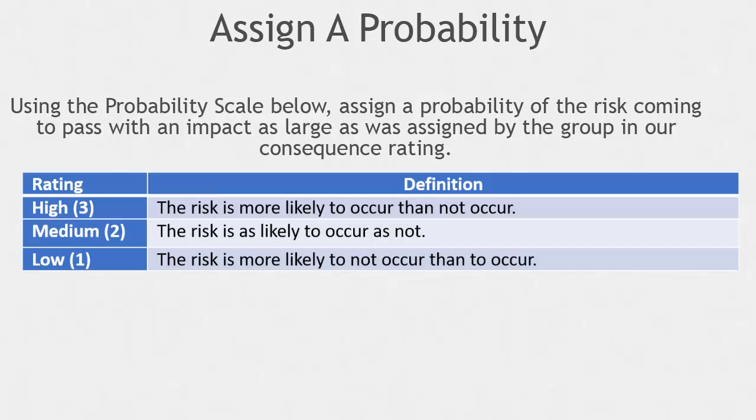Using the probability scale below, assign a probability of the risk coming to pass with an impact as large as was assigned by the group in our consequence rating. If you think the risk is more likely to occur than not, vote high. If you think the risk is as likely to occur as not, vote medium. And if you think the risk is more likely to not occur than to occur, vote low. The vote would be followed by a conversation and a revote.